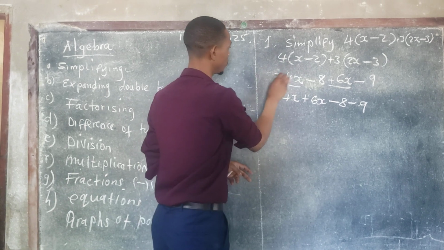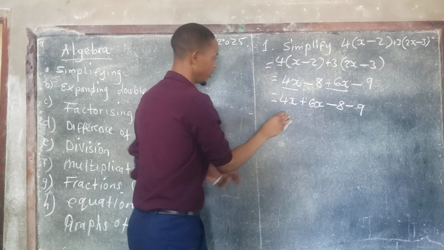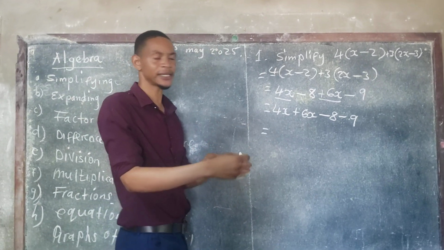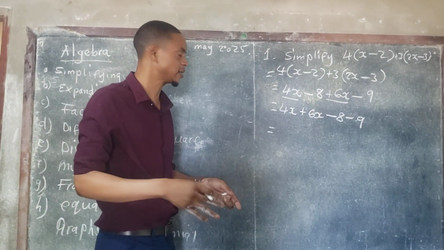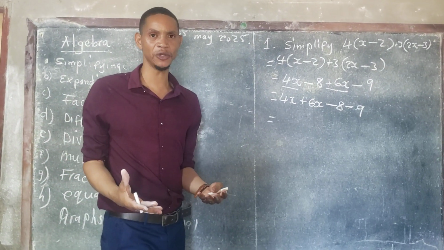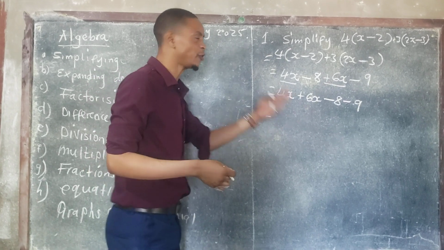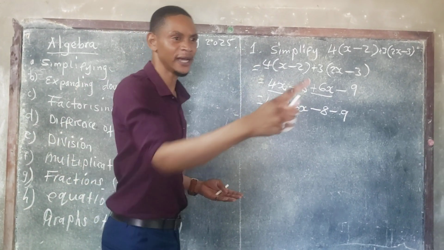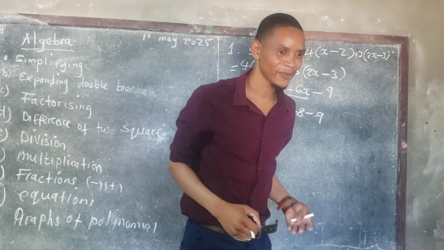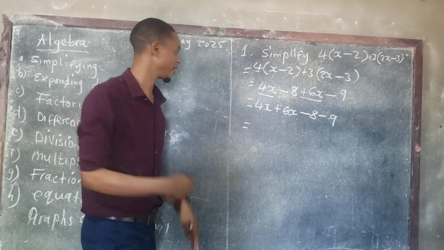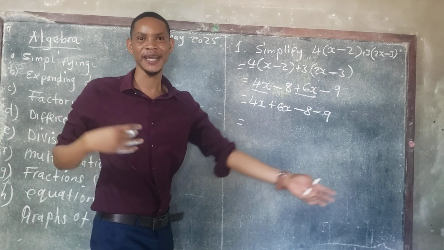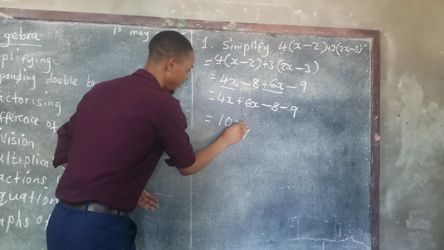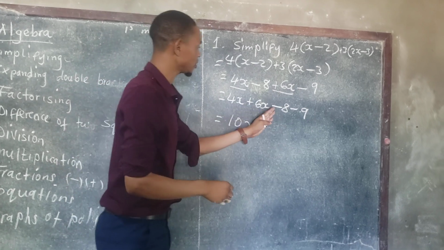Now 4x plus 6x. I'm adding the x. I have 4x and I have 6x. How many x am I going to have? Yes, Raymond? Okay. So I have 4x and 6x. How many x am I going to have? I'll have 10x.